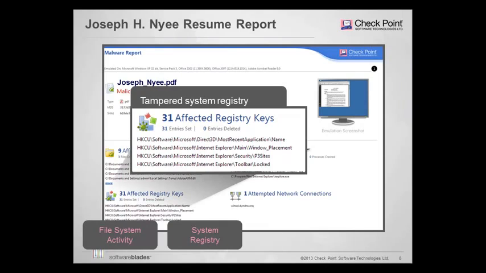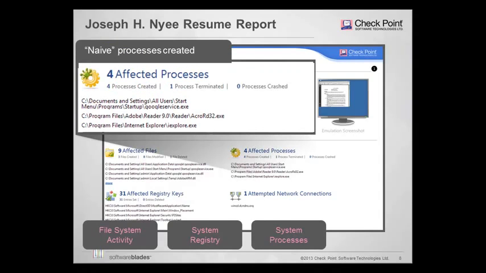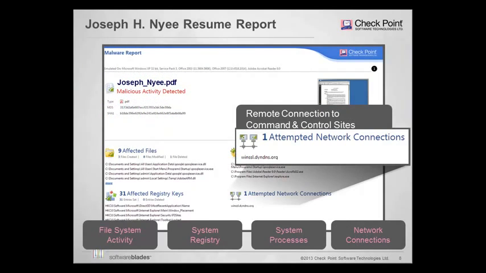Check the system registry and notice that Internet Explorer registry keys were being modified. Why would a PDF need to do this? Look at system processes. Has IEExplorer.exe started? This could be a sign of a future man-in-the-browser attack. From network connections, note that this is not talking to an Adobe Update server. This is likely a command and control server communication. Checkpoint threat emulation identifies these behaviors as malicious and stops the threat before it infects your system.